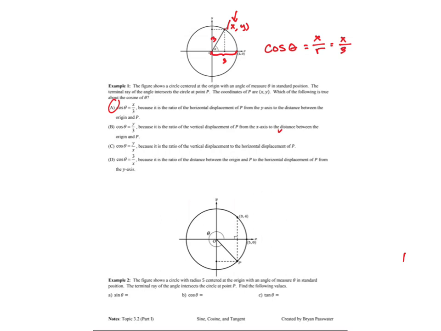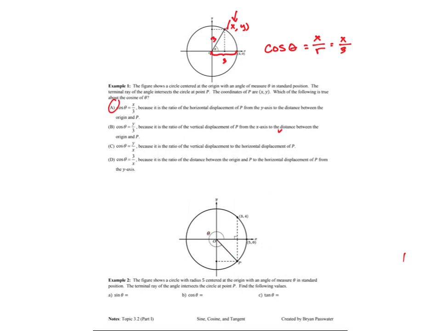Example 2, it says the figure shows a circle with radius 5. So circle with radius 5. That means to the point P, this r business is 5. Centered at the origin with an angle of measure theta in standard position. The terminal ray of the angle intersects the circle at point P. Okay, so we've gone standard position. It's gone all the way around to here. Are y'all seeing that? Yes. Okay. At point P, find the following values.